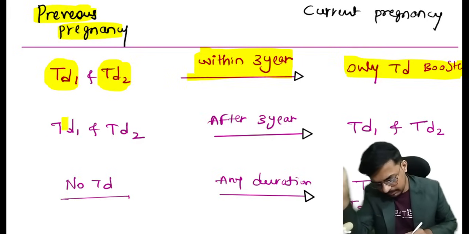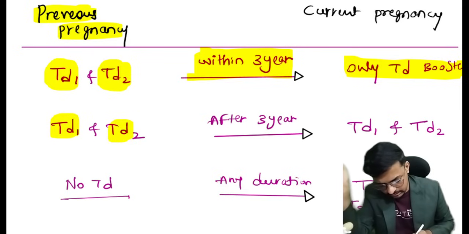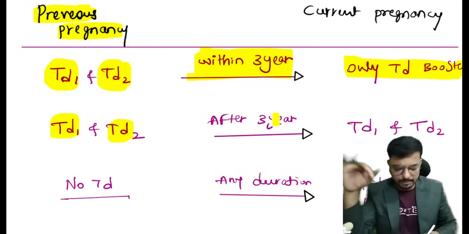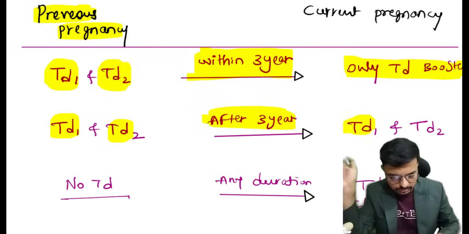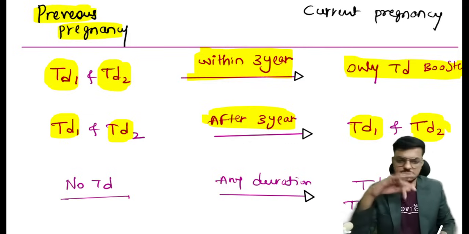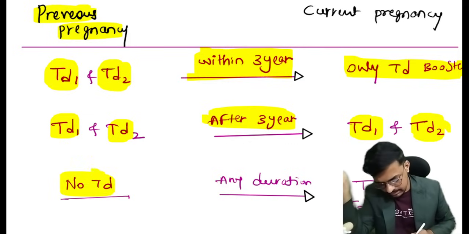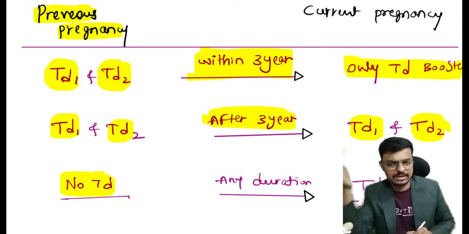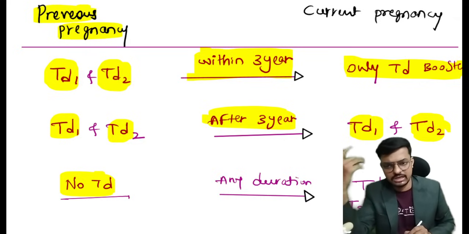Okay, and in the previous pregnancy she has taken TD1 and TD2, and the second pregnancy happened after 3 years. Again the same dose we will repeat, TD1 and TD2 both we need to give if she is pregnant after 3 years. Okay, and there is no TD vaccine in the previous pregnancy. She has not taken TD1 also, TD2 also.